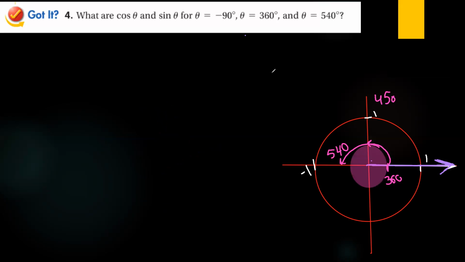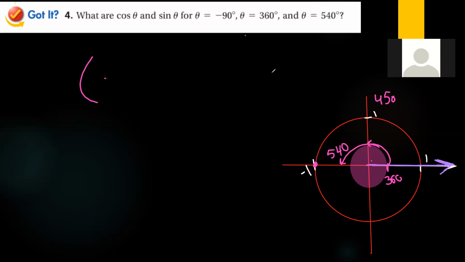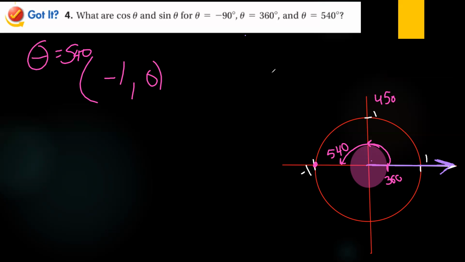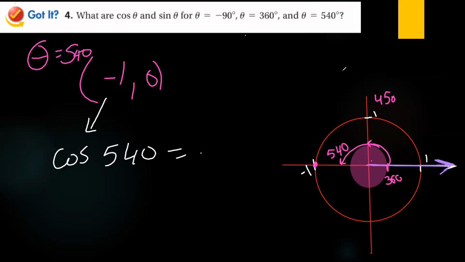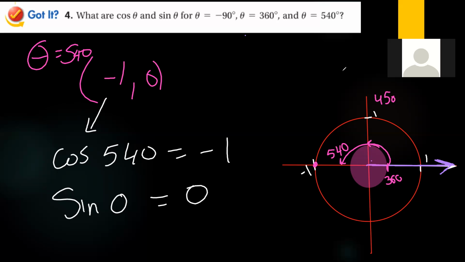In order to find its sine and cosine, we have to see now what the coordinates of this angle are. What is the value of x? -1. And y? 0. So this is for 540. That means the cosine of 540 will be -1 and its sine will be 0. Is it clear? Yes. Okay, let's continue.